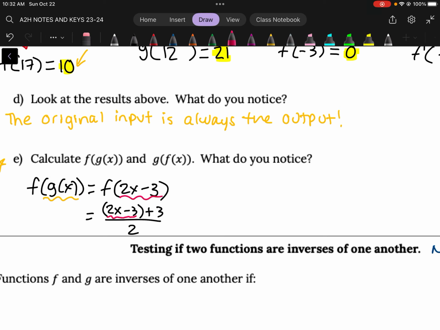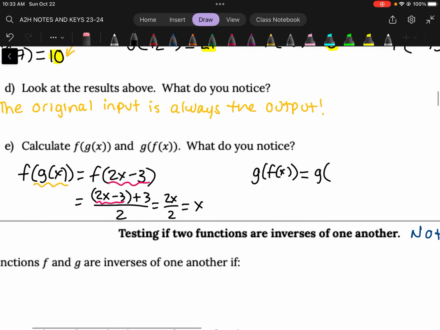Okay. Right, that was our input. Hopefully we see, okay, wow, look, negative 3 plus 3, that's 2x divided by 2. Wow, that's just x. Interesting. Let's try g of f of x.